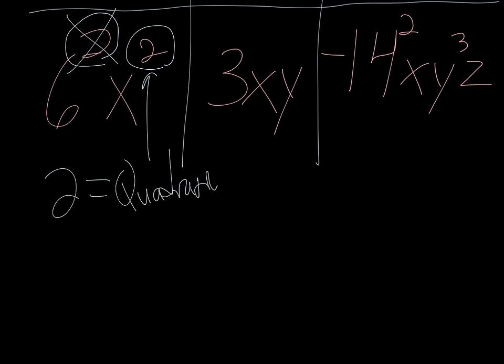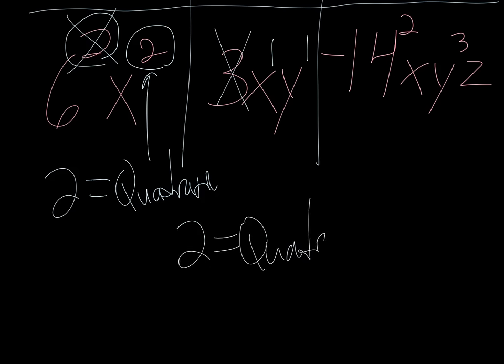This example here, the 5th one, we don't care about the degree of 3. That's not going to change our degree. X has a degree of 1, y has a degree of 1. And remember, it's the sum of the exponents of the variables. 1 plus 1 is 2, so this is also quadratic.